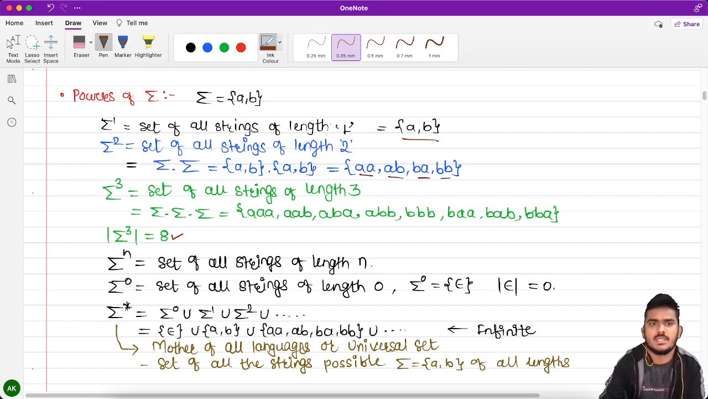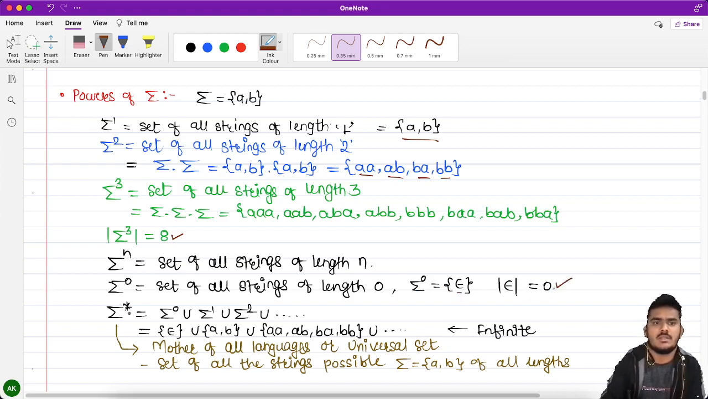Similarly, sigma power n says that set of all the strings of length n possible over the alphabet A, B. And finally, we can say that sigma power 0 is the set of all the strings of length 0 over the alphabet A, B. So sigma power 0 is nothing but epsilon. So the length of epsilon will always be 0.